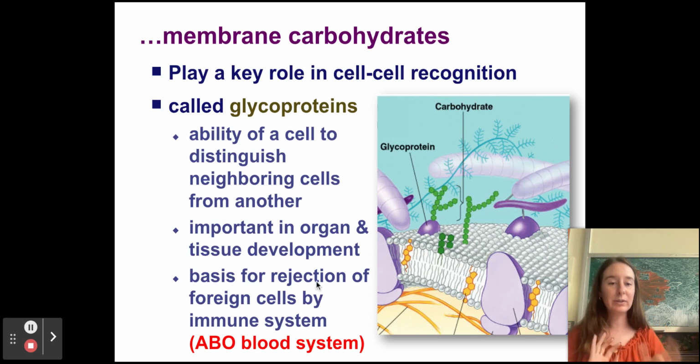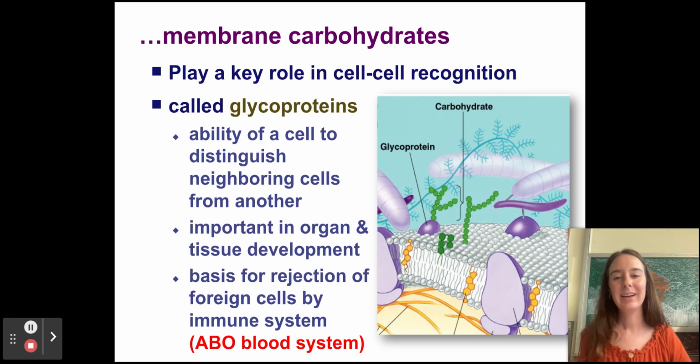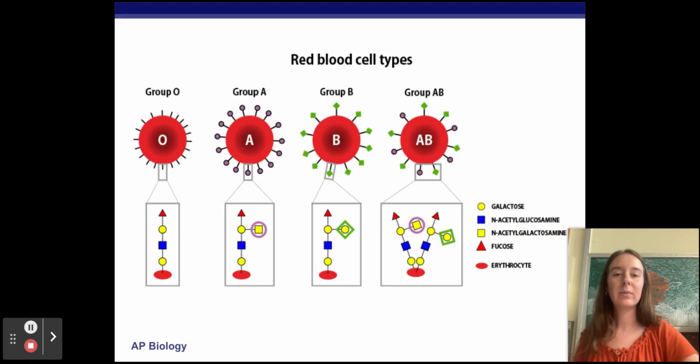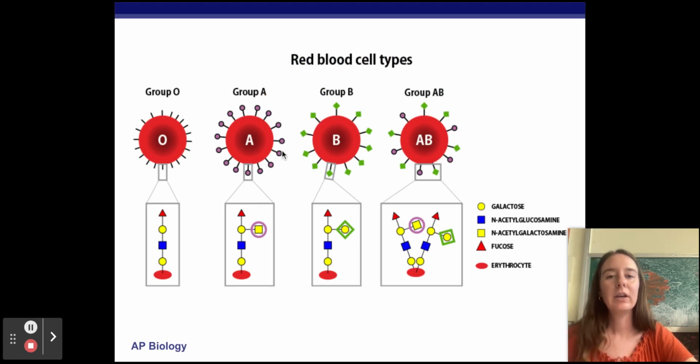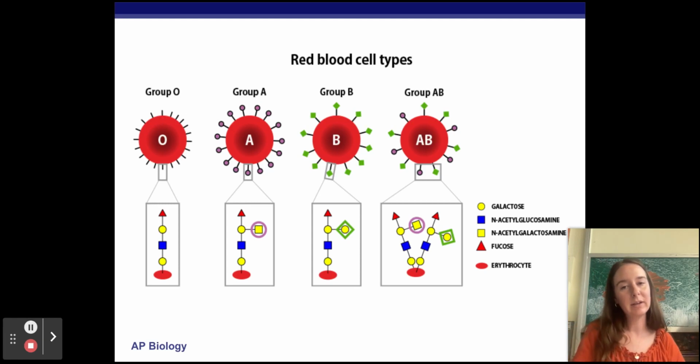And this also is connected to the idea of blood types. So there are different blood types, and this is the reason why it's important that you're getting the right blood. If you're getting a blood transfusion, you need to get the right type, because on the surface of your blood cells, you have carbohydrates that are kind of giving the red blood cell its identity.